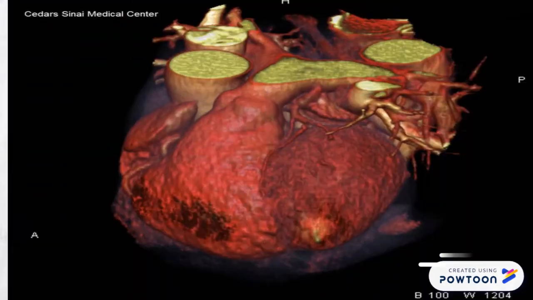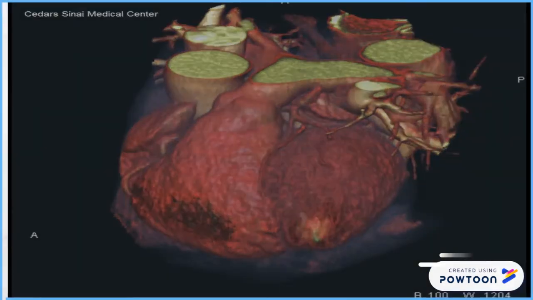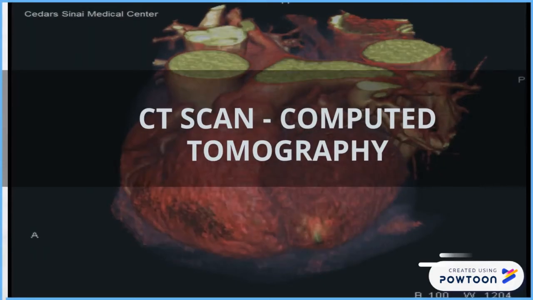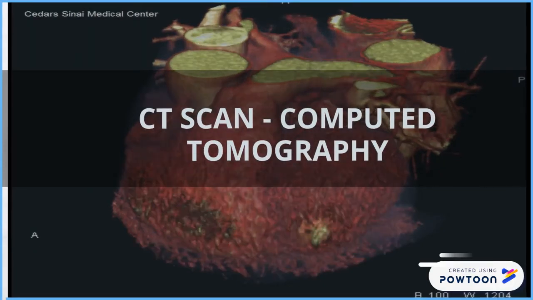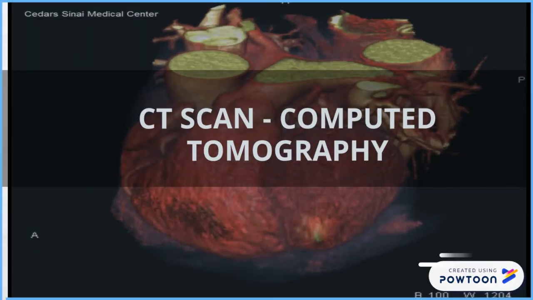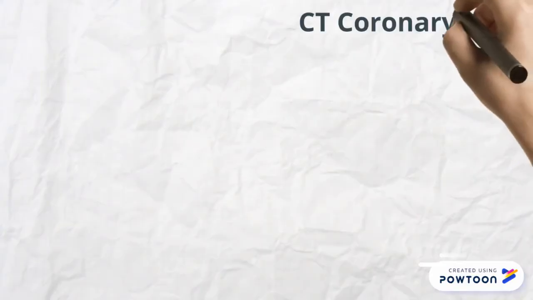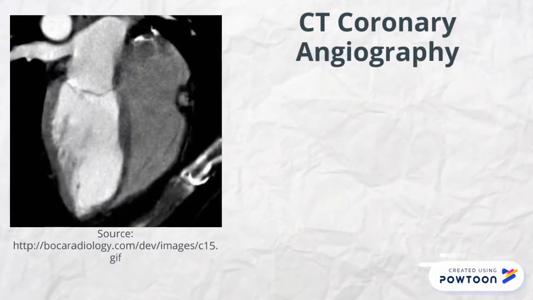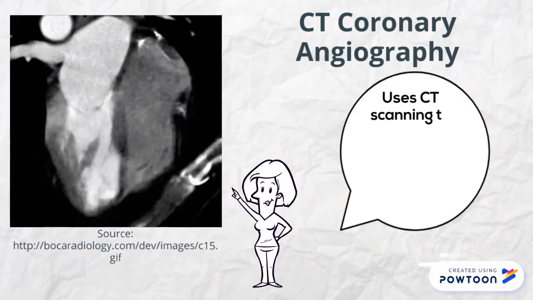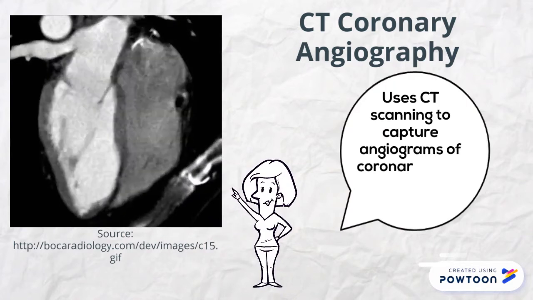So now we will be talking about CT scans, also called computed tomography. This can be used for imaging the heart through CT coronary angiography. CTCA uses CT scanning technology to capture angiograms of the coronary blood vessels of the beating heart.